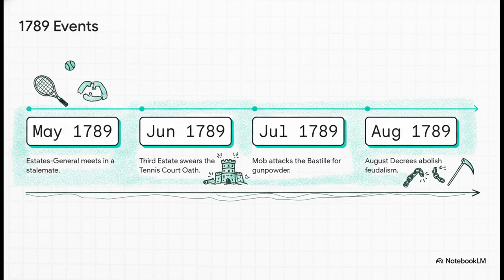Fast forward to July 14th, and fearing the king's mercenary troops, a furious mob storms the Bastille, which was this imposing medieval fortress and prison, just to steal gunpowder. This was a huge deal because it proved the people now controlled Paris. And by August, terrified of these huge peasant uprisings sweeping the countryside known as the Great Fear, the Assembly passes the August Decrees, officially abolishing feudalism.